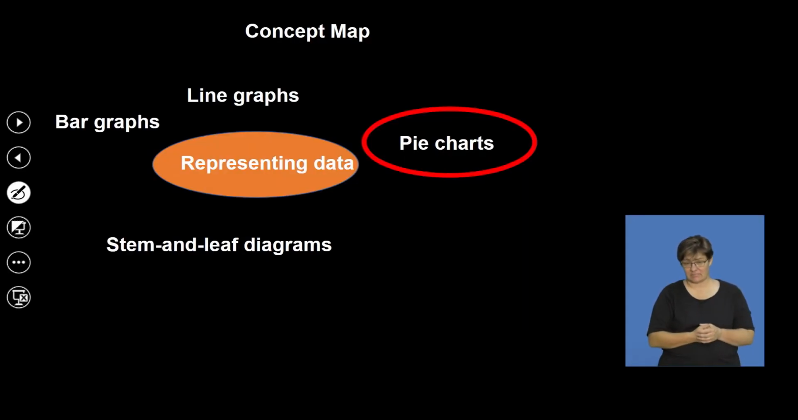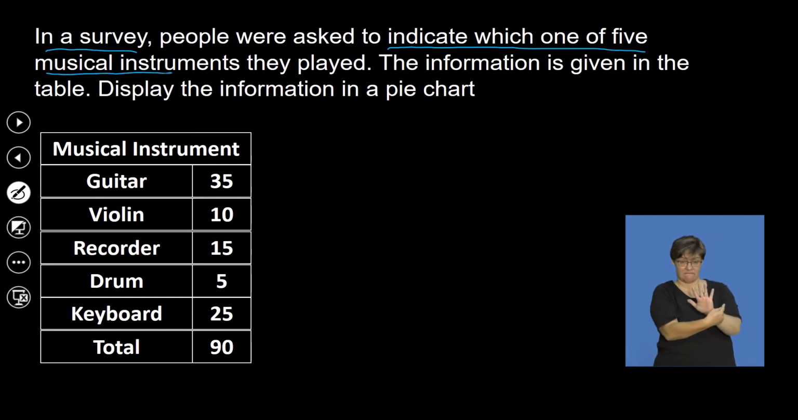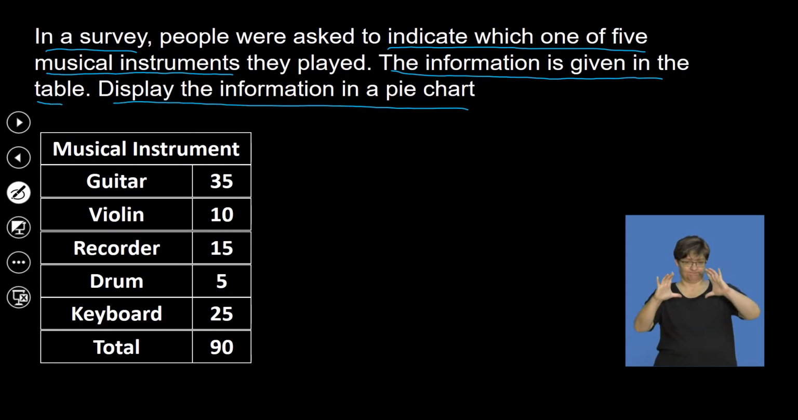So let's look at pie chart. Let's look at the question. In a survey, people were asked to indicate which one of the 5 musical instruments they played. The information is given in the table. Display the information in a pie chart. So what does this mean?